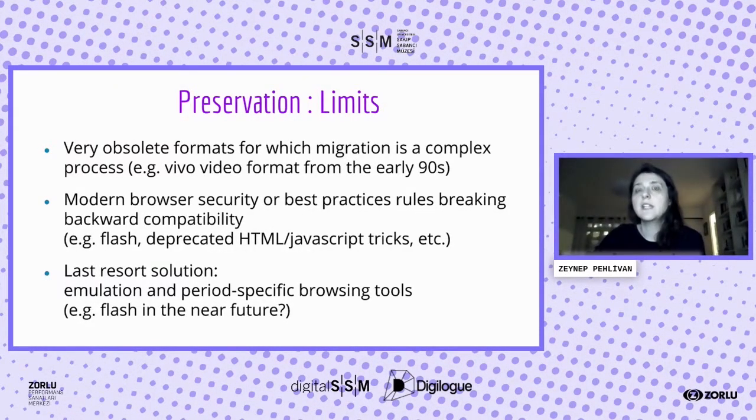The other solution is, why not develop period-specific browsing tools? For example, everybody is talking now about how Flash is going to die at the end of this year. Rest in peace, Flash. But what to do for the web pages that we archive using Flash?